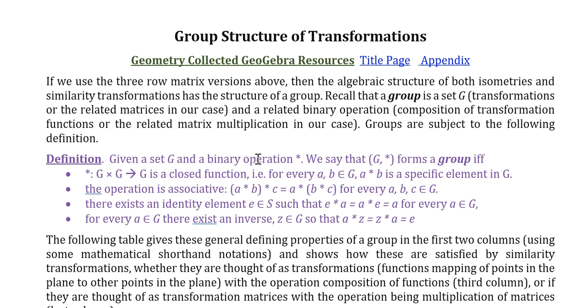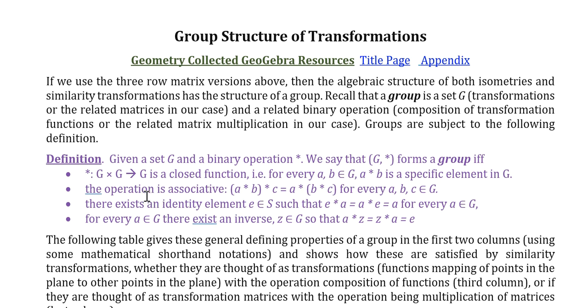Given a set G and a binary operation star, we say that (G, star) forms a group if and only if: well, this next line you really don't need to say, because when you say it's a binary operation, this is what it means. The star is a function mapping ordered pairs of G into G, and it is closed. That is, for every element A and B in G, A star B is a specific element back in G again. Okay, it's a function, but it's also closed, so all the outputs are back in G.